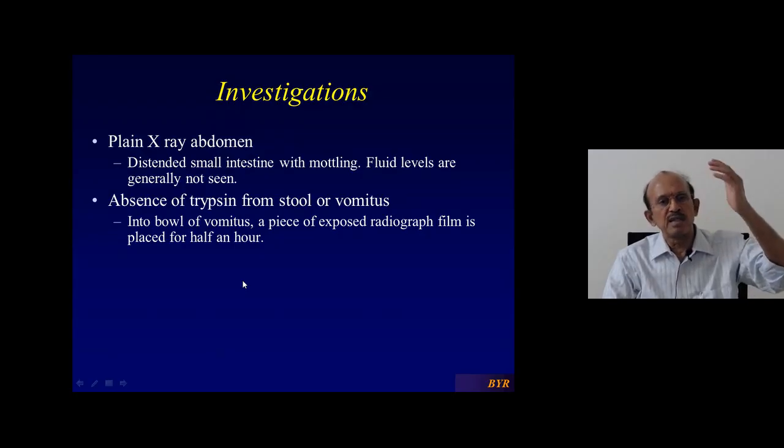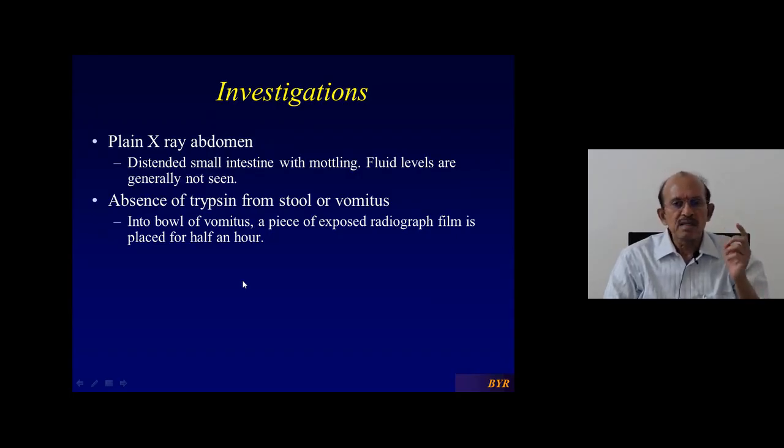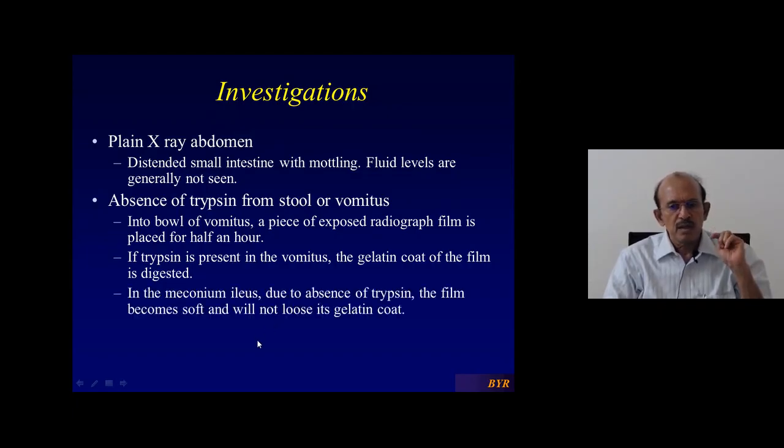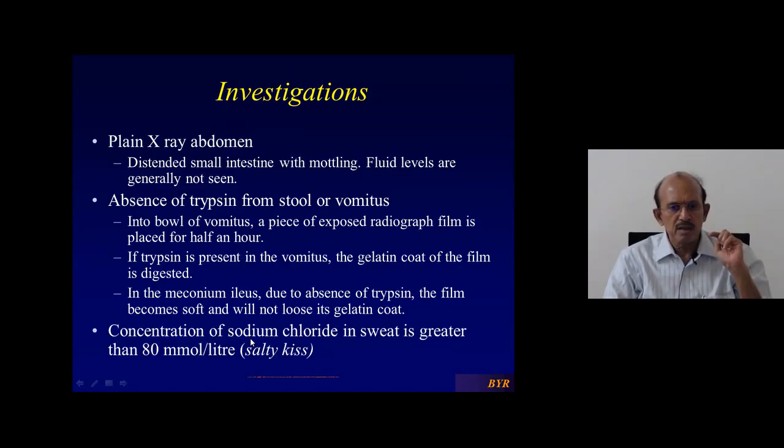Normally, when you hold the X-ray film and see, it is slightly opaque because it has a coating of gelatin. Once it is kept in vomitus containing trypsin, the gelatin gets digested, and the film will appear transparent. But in meconium ileus, because there is no trypsin in the vomitus, when you keep a small piece of X-ray film in the bowl of vomitus, it will be unchanged. In meconium ileus, the film only becomes soft, but it will not lose the gelatin coat.